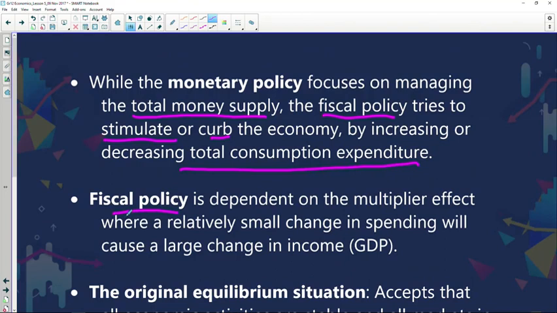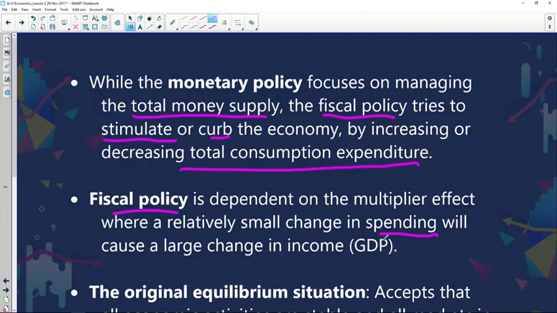So the fiscal policy is dependent on the multiplier effect, where a relatively small change in spending will cause a large change in income, which is the GDP. Hence, we can see the link, because in the previous lesson, we also looked at the multiplier effect. We looked at the relationship between production, income, and spending. So if there is a small change in spending, this could cause a large change in income.